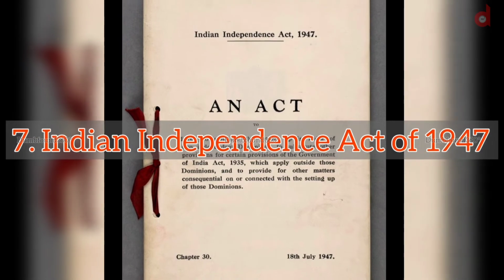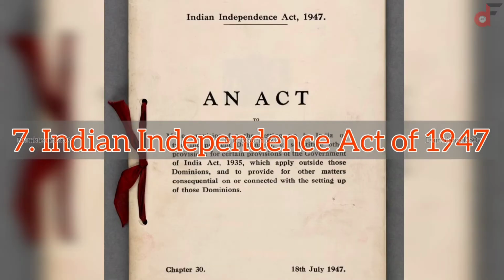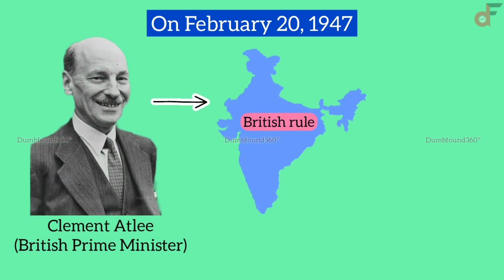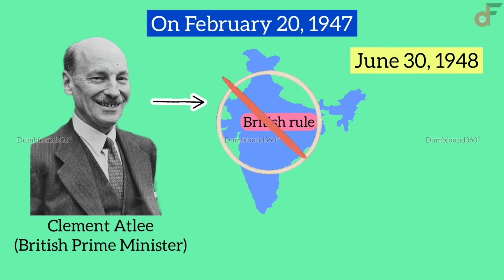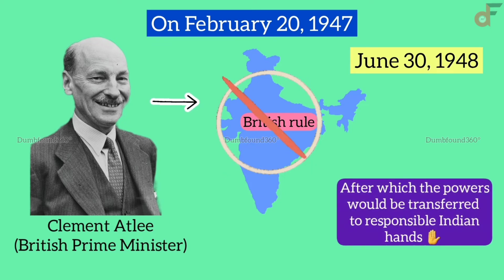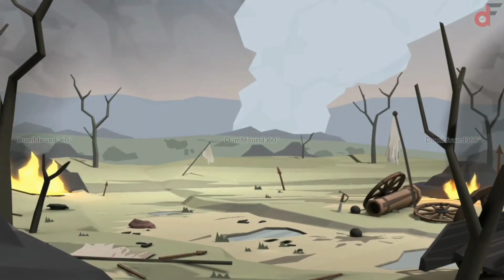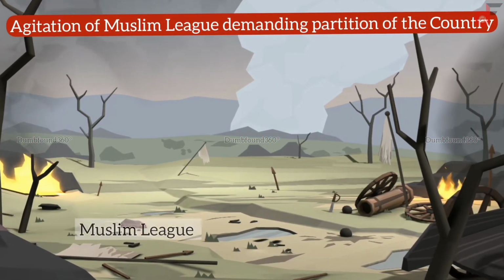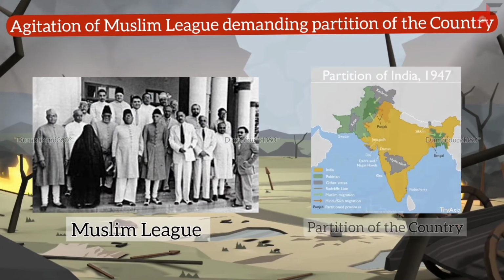Indian Independence Act of 1947. On February 20, 1947, the British Prime Minister Clement Attlee declared that the British rule in India would end by June 30, 1948, after which the power would be transferred to responsible Indian hands. This announcement was followed by the agitation by the Muslim League demanding partition of the country.